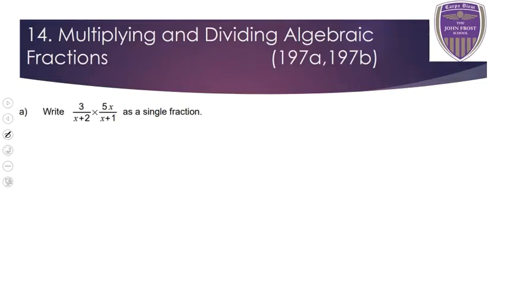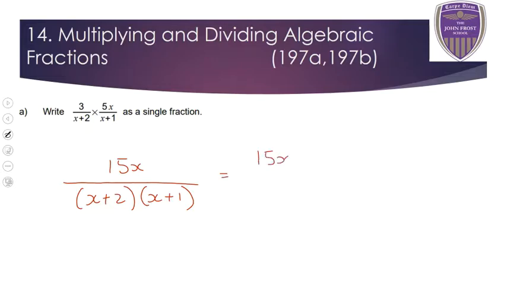All right, so when we multiply fractions, just remember multiplying fractions is top times top and bottom times bottom. So that's exactly what we do here. 3 times 5x is 15x, and x plus 2 times x plus 1 is a double bracket, isn't it? So all you do then is expand the double bracket, you get x squared plus 3x plus 2, and that's the answer. 15x on top, x squared plus 3x plus 2 on the bottom. So just remember to multiply two fractions, top times top, bottom times bottom.